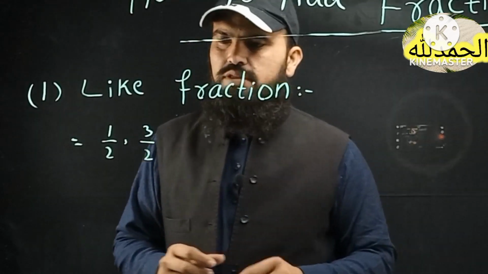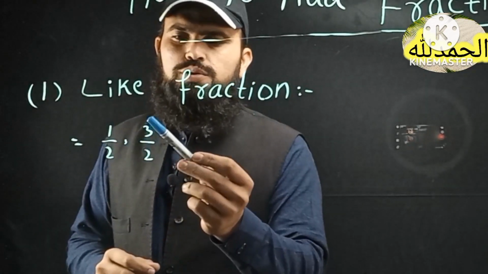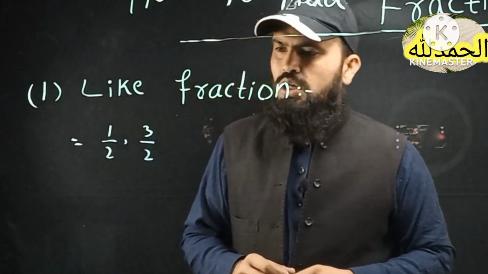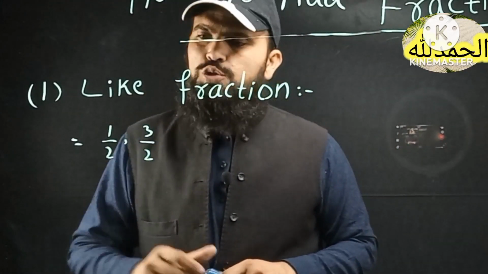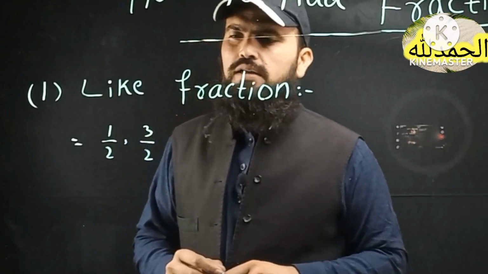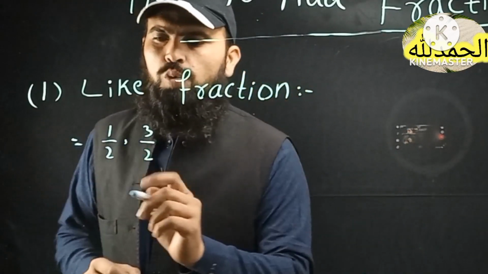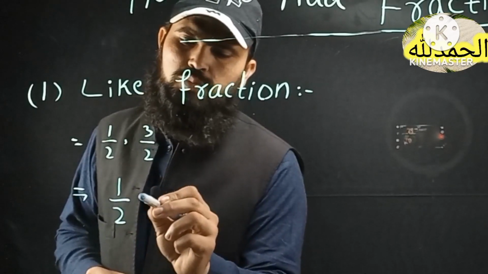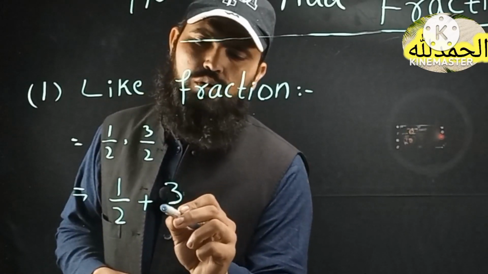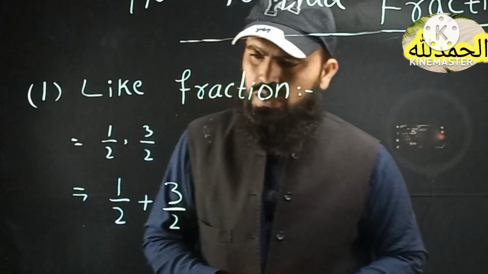Hello friends, today our topic is how to add like fractions. Like fractions, 1 over 2, 3 over 2. So the denominators of both fractions are the same, so these fractions are called like fractions. We have to add these fractions: 1 over 2 plus 3 over 2.